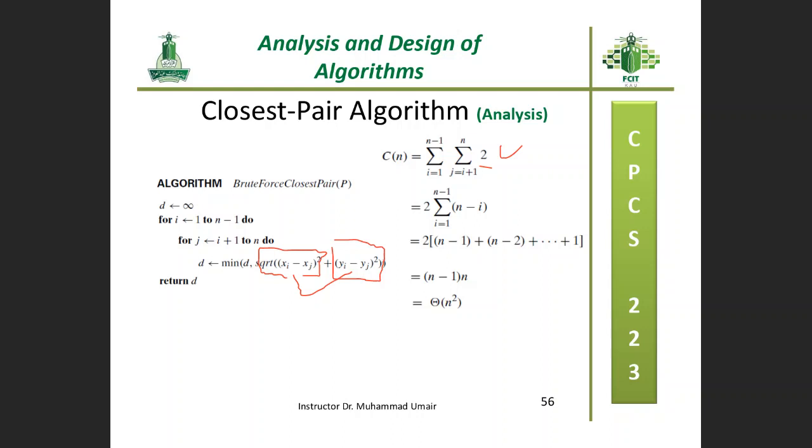So in this, whether you are taking 2 or you are taking 1, that doesn't make any difference in the running time or the efficiency of the algorithm. It will remain quadratic. Any doubt? Is it clear?